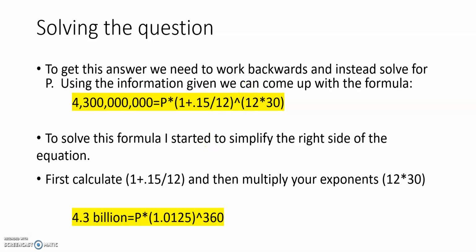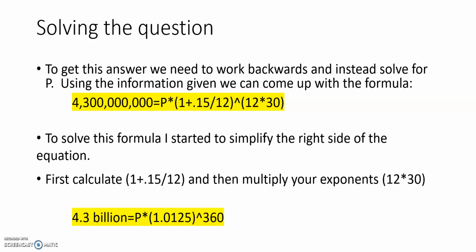So plugging in the numbers that we do know, the amount that we want to end up with is going to be 4.3 billion. We don't know P, so that's just going to leave it there. P times (1 plus 0.15, because our interest rate is 15%, divided by 12, which is the amount of compounding units), raised to the 12 times 30. 12 being our compounding units, 30 being the amount of time in years.